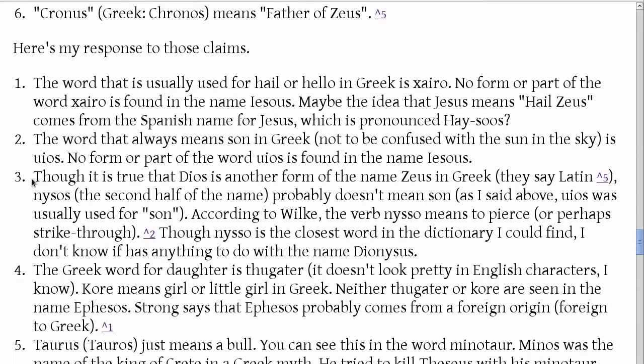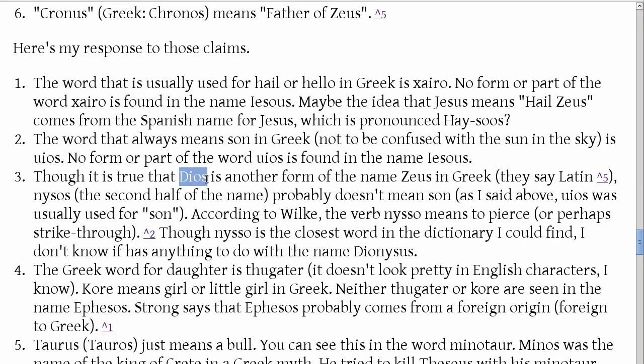All right, so three, though it is true that Theos is another form of the name Zeus in Greek. That's true. Like I said, how words change. Well, Zeus is actually kind of a strange word. The whole root changes. It's like they had Zeus as one word, and Theos as another word, and they were both used for the same god.